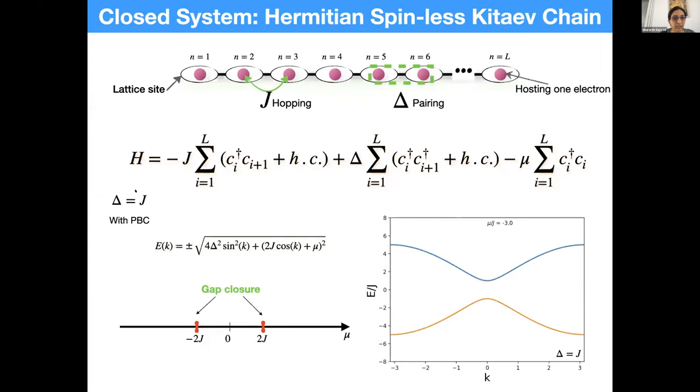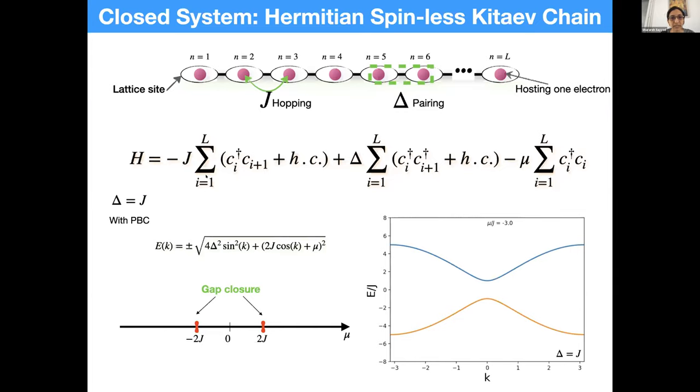The Hamiltonian of the 1D superconducting wire comprises three terms: a hopping term where electrons are allowed to hop from one site of the lattice to the next nearest site with a hopping amplitude of J, a superconducting term with the pairing amplitude of delta, and the on-site energy adjusted by the chemical potential mu.